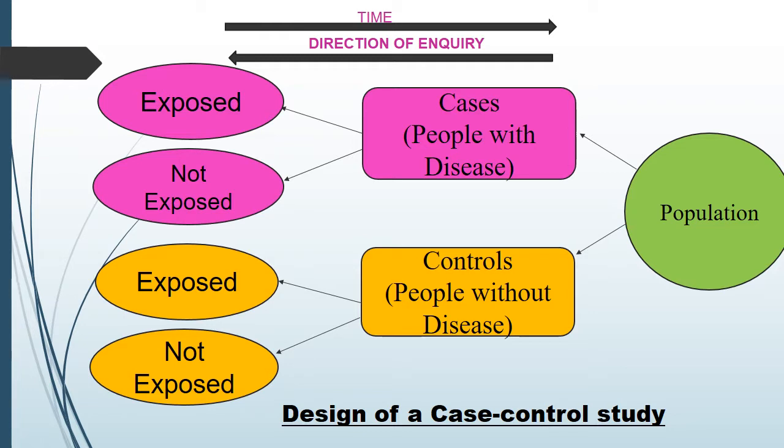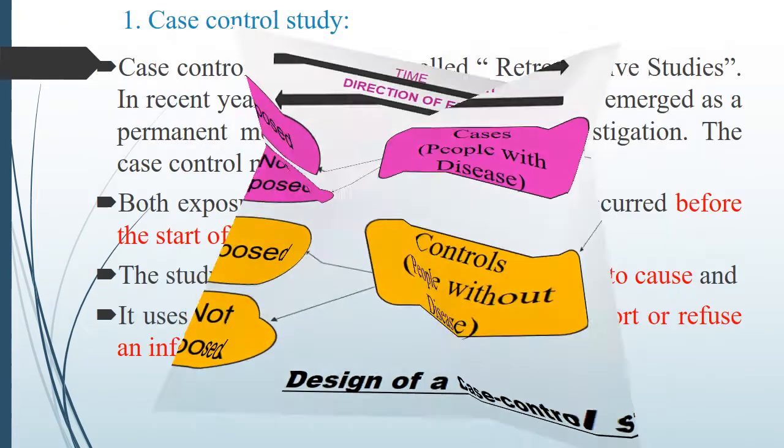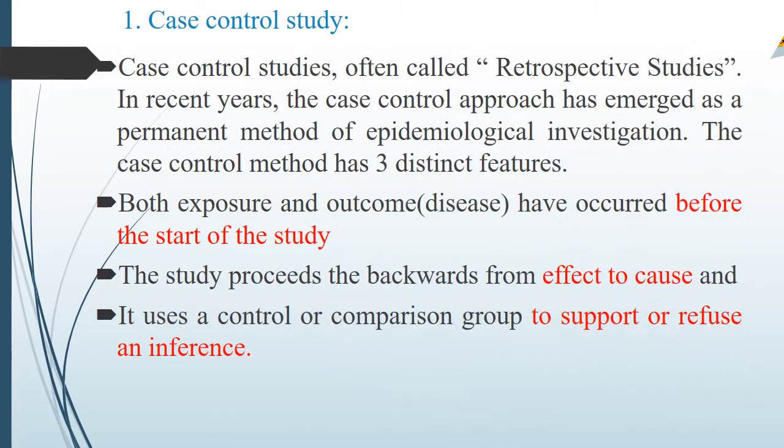You can see the arrow at the top. At the top you can see time is going forward but the direction is backward. We will see the explanation here. This case control study is otherwise known as a retrospective study. What is meant by retrospective? We are looking back, looking for past events or past situations. Looking back is known as retrospective. So this is about the case control study.